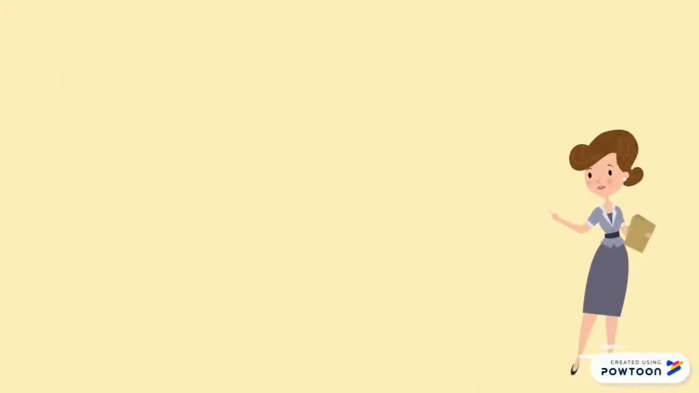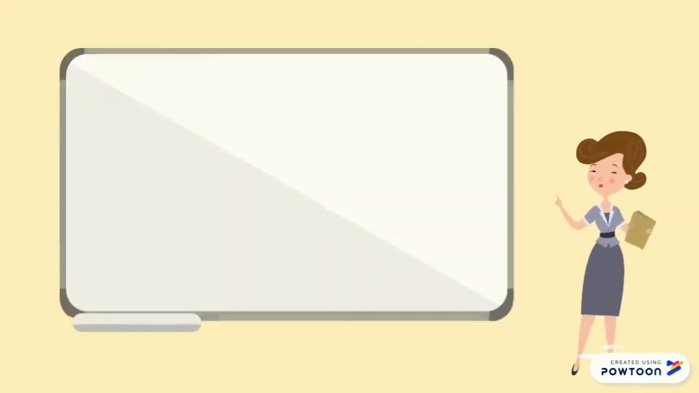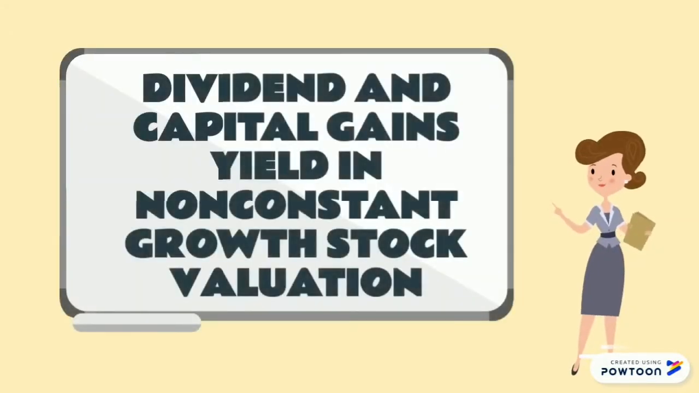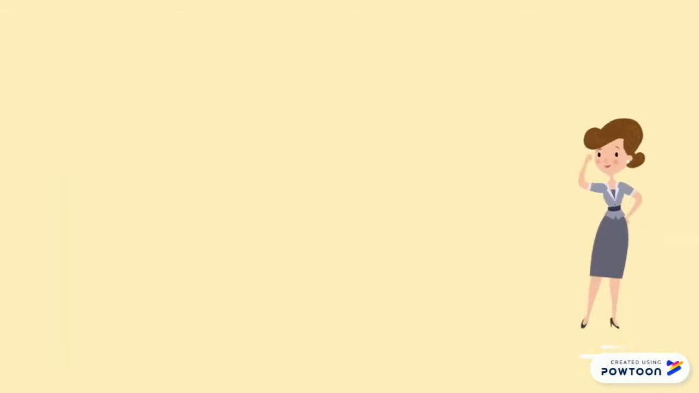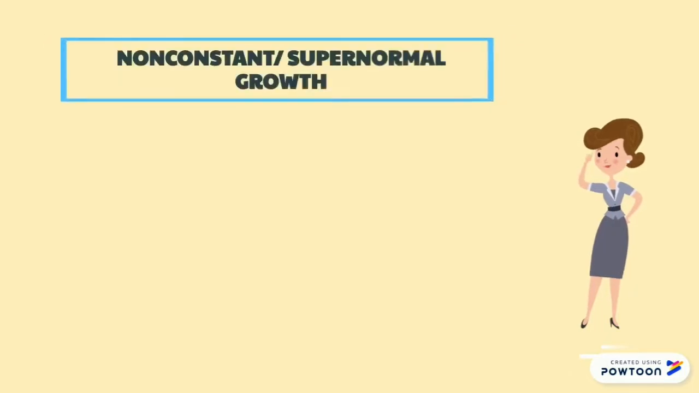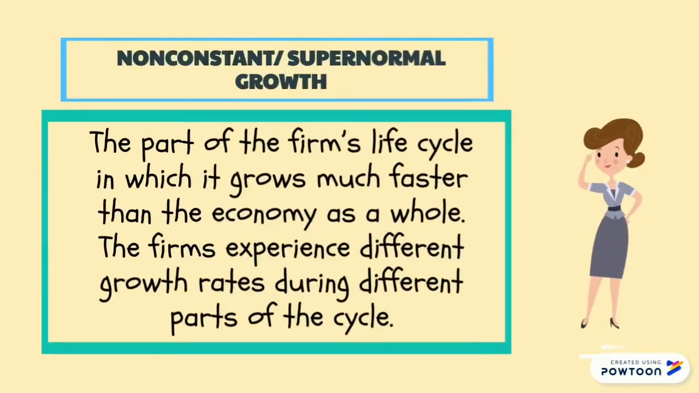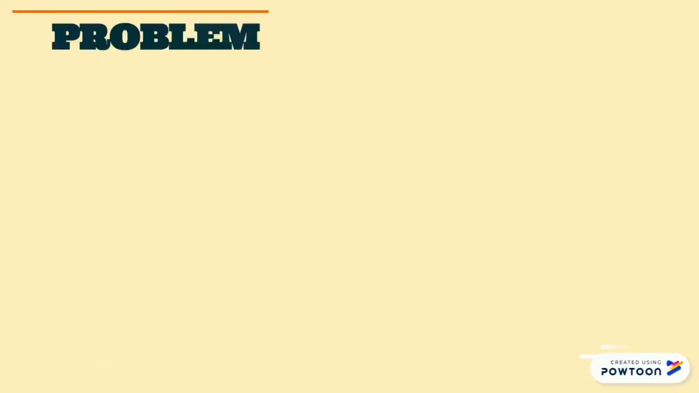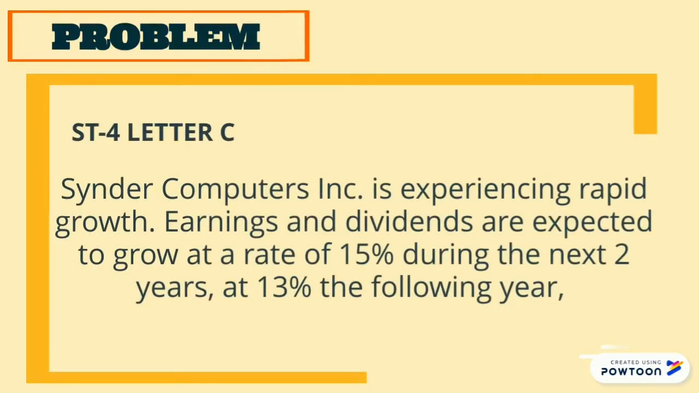and I am going to discuss how to calculate the dividend and capital gains yield in non-constant growth stock valuation. But first, let us recall what non-constant or supernormal growth is. Non-constant or supernormal growth is a part of the firm's life cycle in which it grows much faster than the economy as a whole. The firms experience different growth rates during different parts of the cycle. And with that, let us now answer ST-4, letter C.